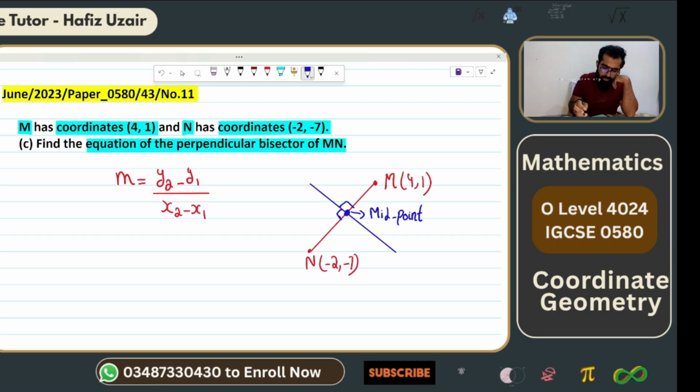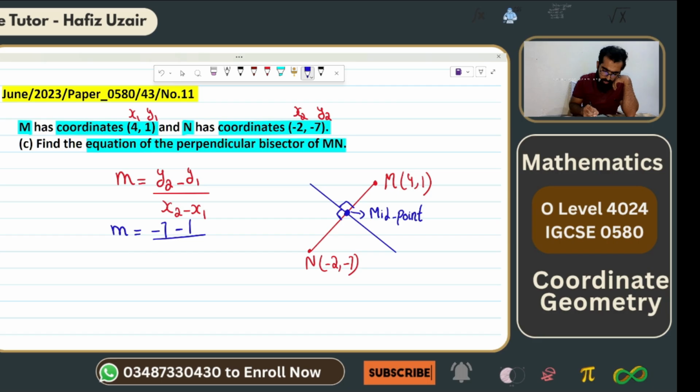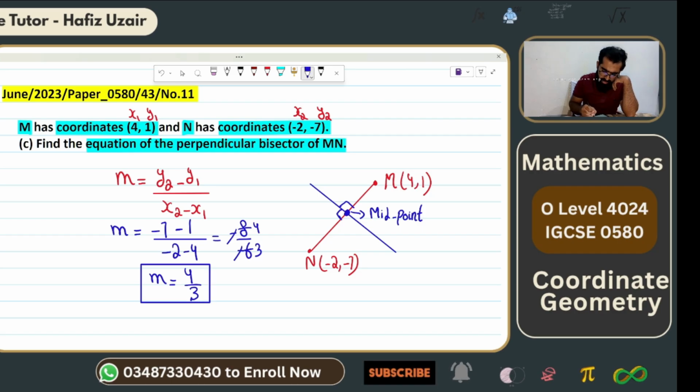Now we have two points, so let's write this point as x1, y1 and this point as x2, y2. Now what is the value of y2 over here? It's -7 minus 1, over, what is the value of x2? That is -2 minus 4. So if we solve this, we will get -8 upon -6. After simplifying, we will get 4 by 3. So m will be equal to 4 by 3.